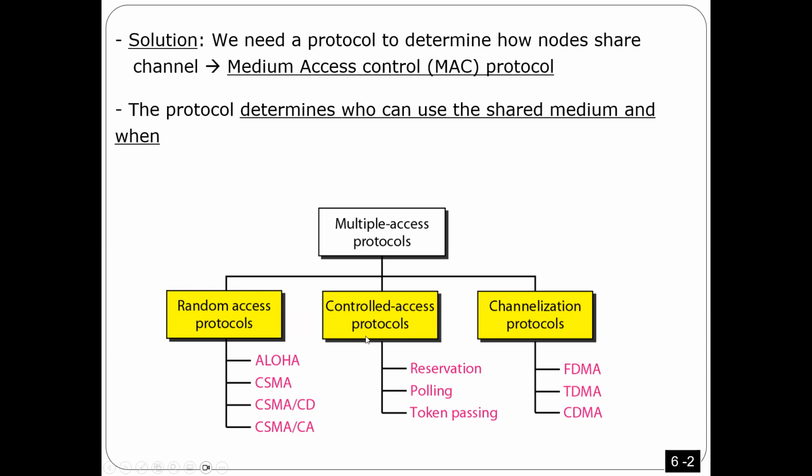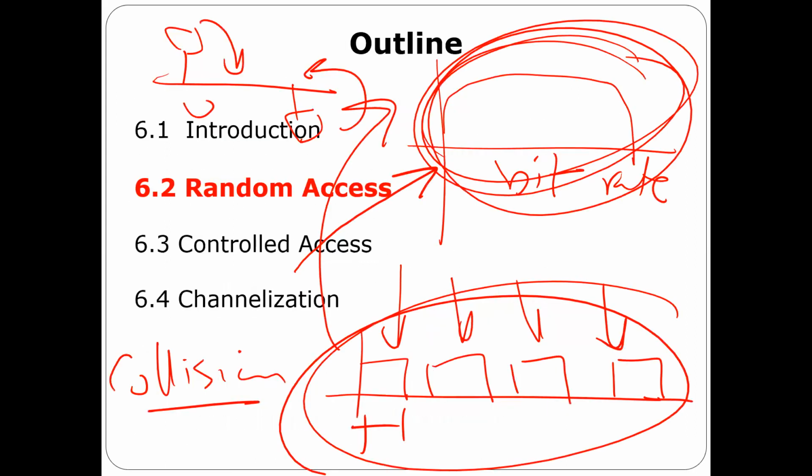Under random access protocols, we have Aloha. I'm going to explain one protocol called Aloha. We have CSMA, and then we have two variants of CSMA. Okay. Under controlled access protocols, I'm going to focus on token passing and polling. For channelization, we have something else. Okay. So first of all, for sure, I'm going to teach these three different protocols in detail.